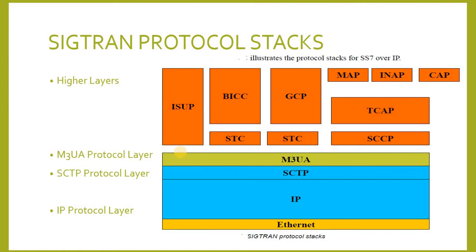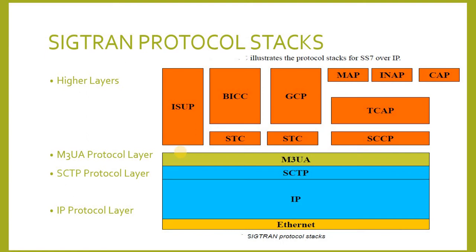SIGTRAN protocol stacks. High layers. As illustrated in the figure, the high layers of the SS7 protocol stacks are the same as previously discussed. These high layers are the specific application protocols used in mobile systems, intelligent networks, wireline networks, etc. These high-layer protocols include all the protocols for mobile solutions, intelligent networks, GCP and BICC.